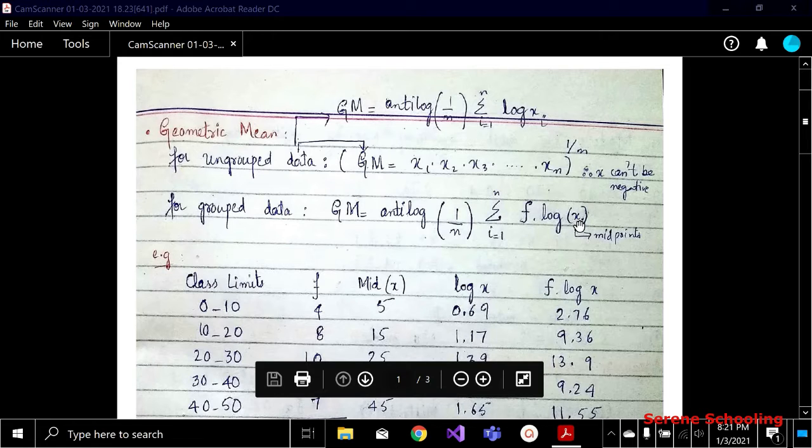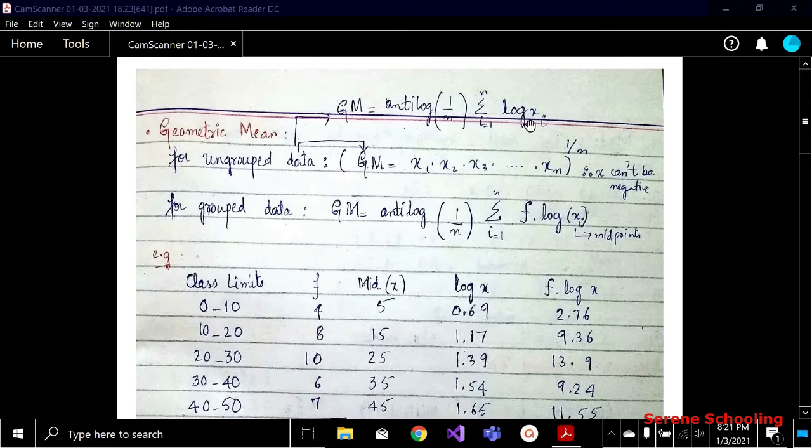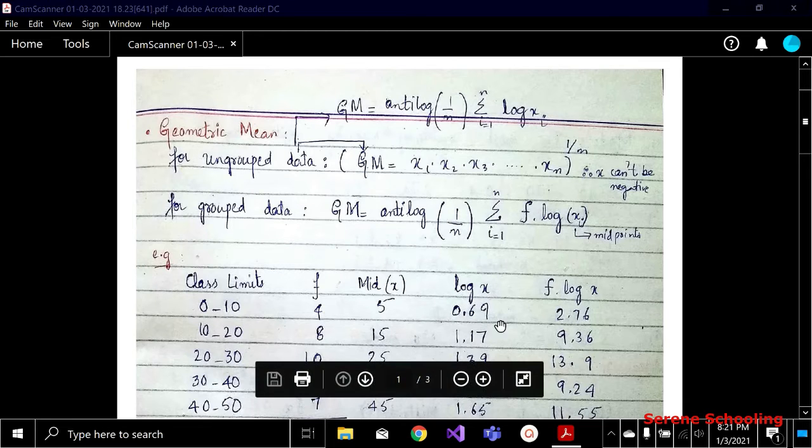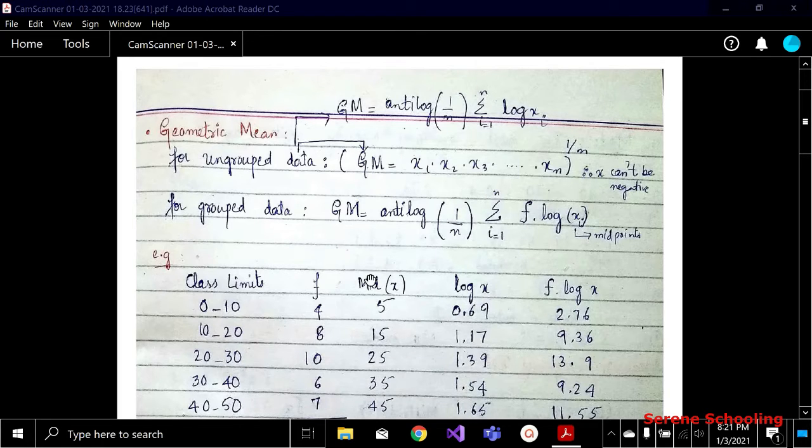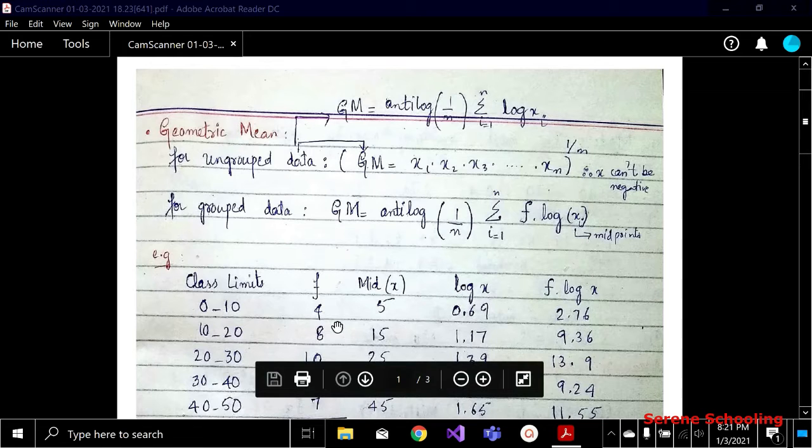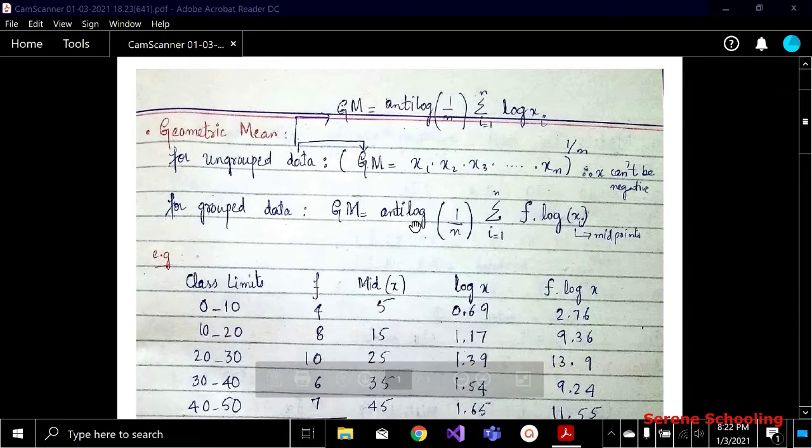Here the x is the midpoint because of grouped data, and in the other formula the x is the direct data value because of ungrouped data. We take the log of all the data values. Like here you can see I'm taking the log of all the values, then multiplying by f, that is their respective frequency. This is the frequency of this, this is the frequency of this, so this is that column. Then take the sum of all these values, divide it by the total number of values, and then take its anti-log.